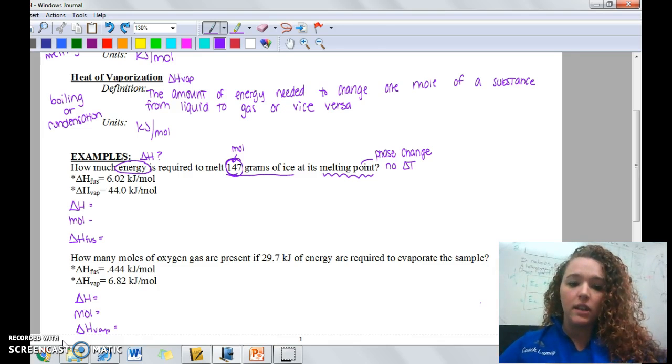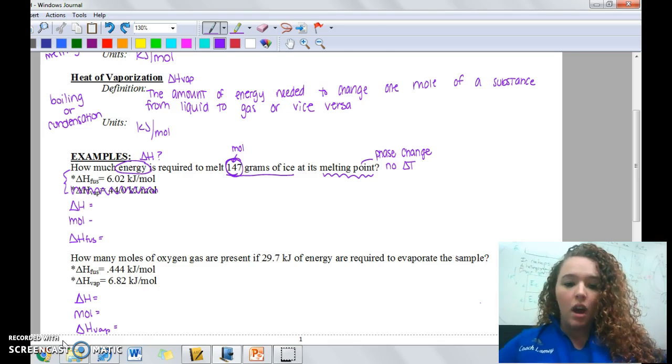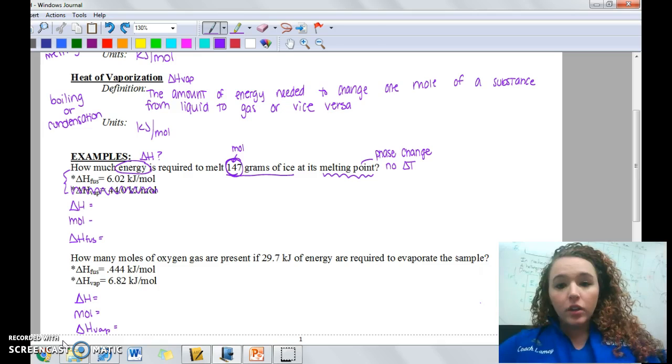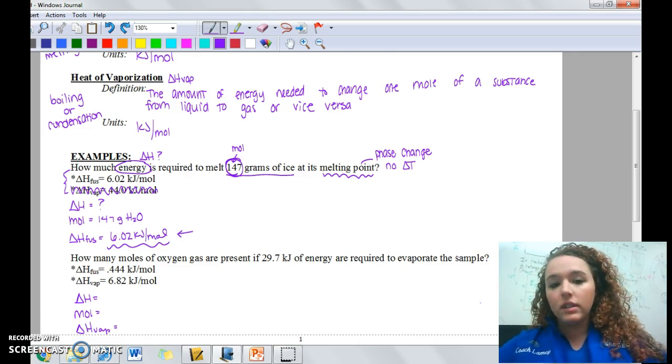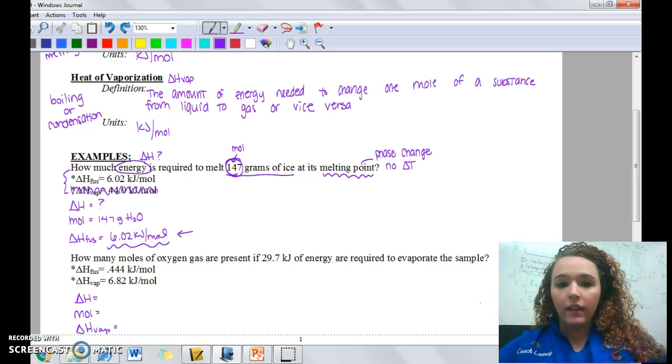The other thing that this tells us is that we are going to be using our delta H of fusion, because fusion is used for melting or for freezing. So we're going to just cross off the whole delta H of vaporization number, because we don't need it for this problem. So the next easiest thing to do is just write out your variables. Delta H is again what we're solving for. Moles, we're given grams, and our delta H of fusion is given to us in the problem. We just had to identify that that was the thing that we needed to use.